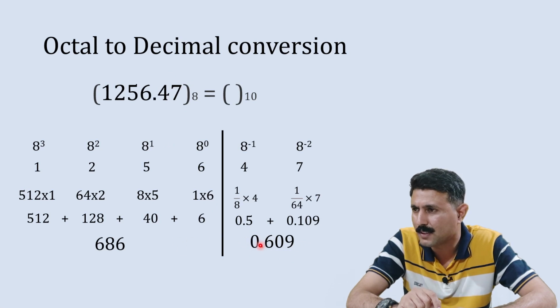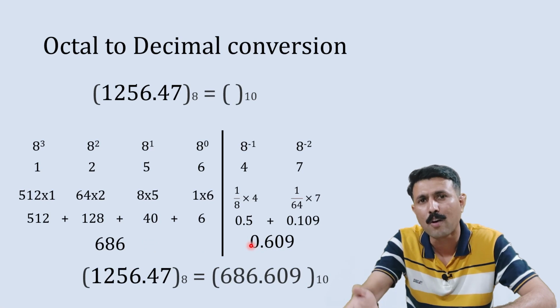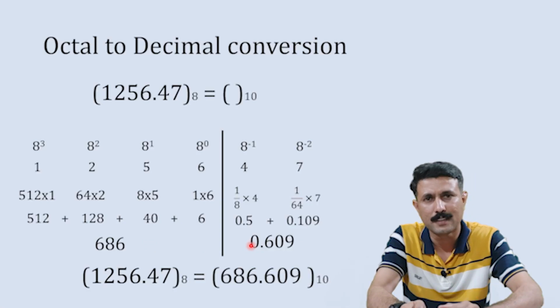When we combine both these numbers, we will get finally the decimal equivalent to the octal number. So this is how you can convert octal to decimal.